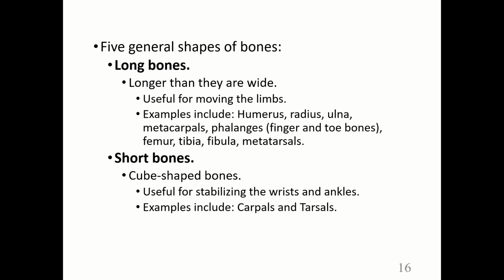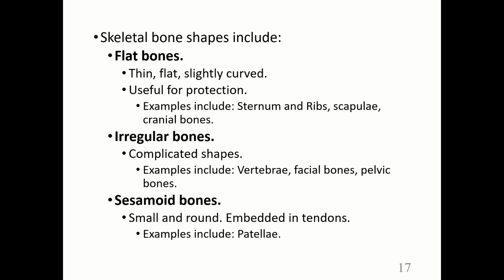Short bones are cube-shaped bones, and they are useful for stabilizing the wrists and ankles. So examples would include the carpals and tarsals. Flat bones are thin, flat, and slightly curved. They are useful for protection and include the sternum and ribs, scapula, and the cranial bones. Irregular bones have complicated shapes, and they include the vertebrae, facial bones, and pelvic bones. Sesamoid bones are small and round. They are commonly embedded in tendons, and examples include the patella.